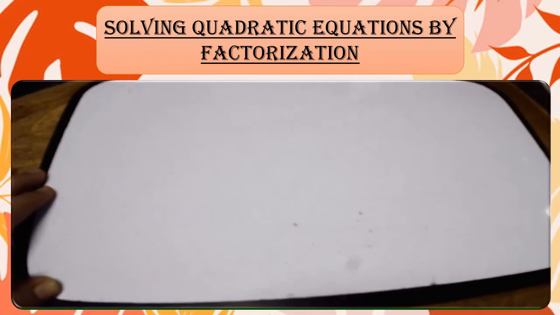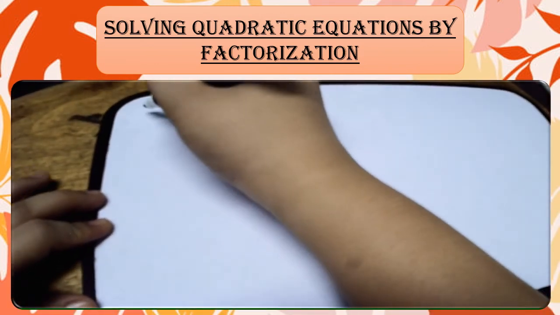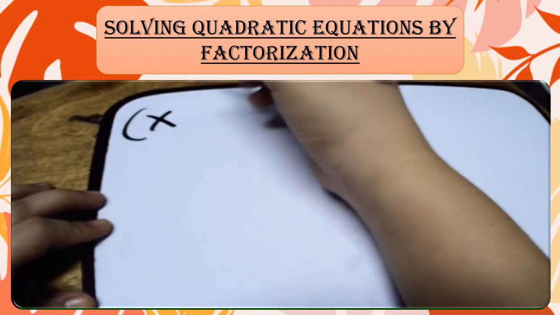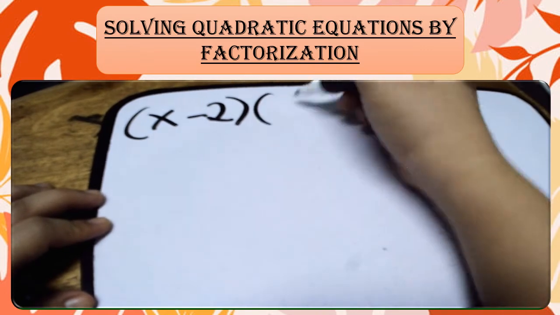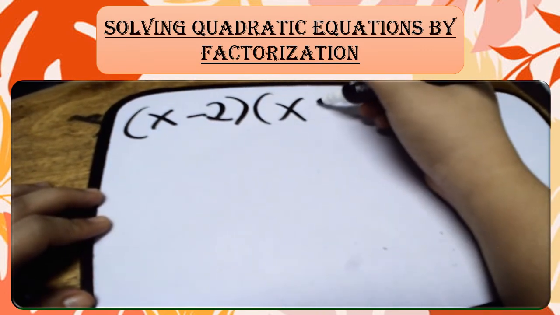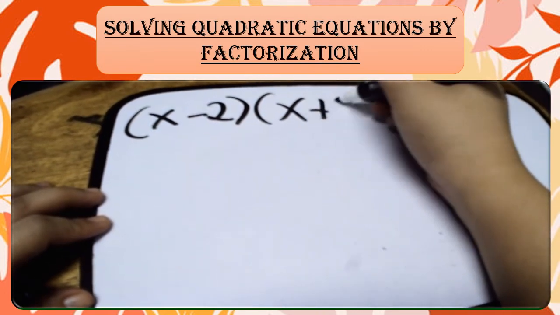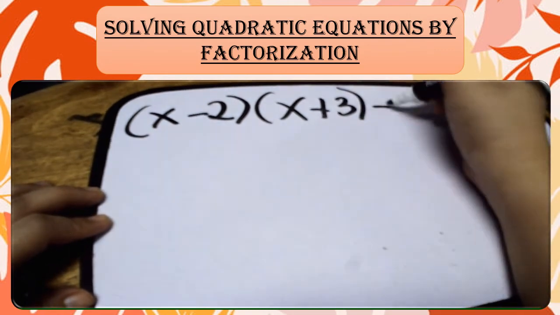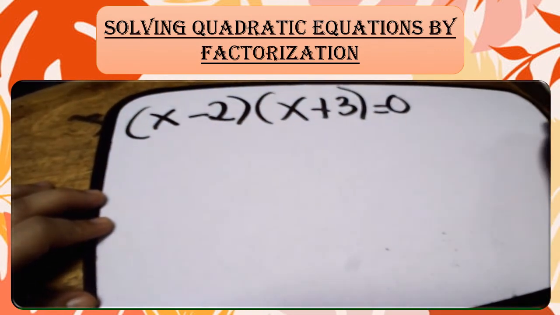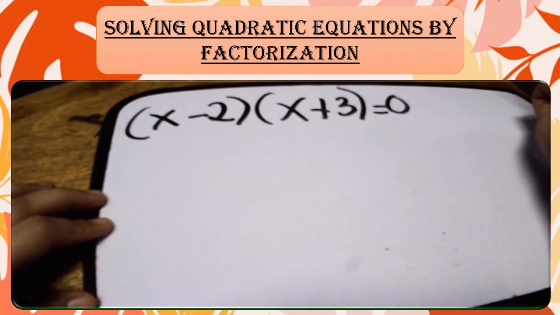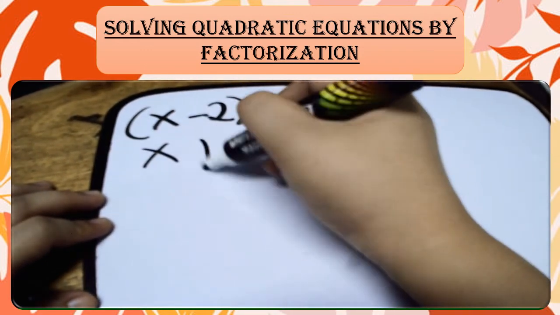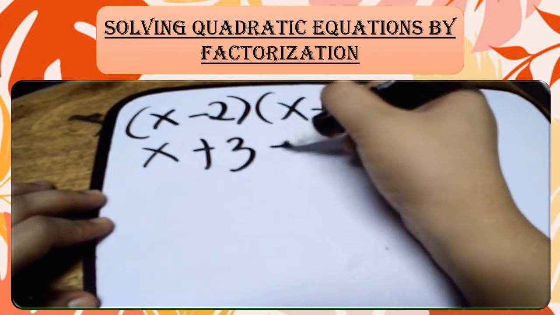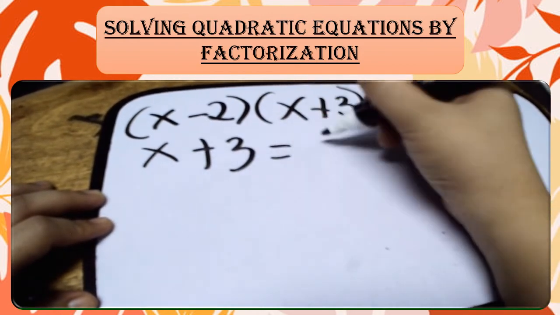Next, the third example, we have x minus 2 multiplied by x plus 3 is equal to 0. To get the value from x minus 2, let x plus 3 be 0.